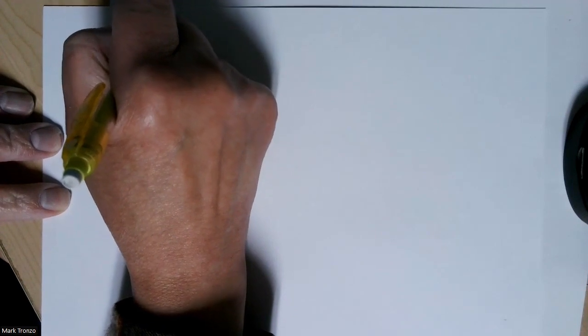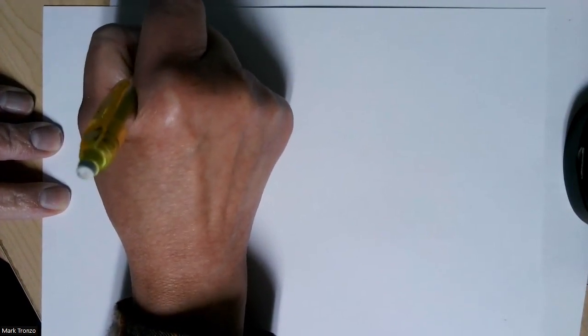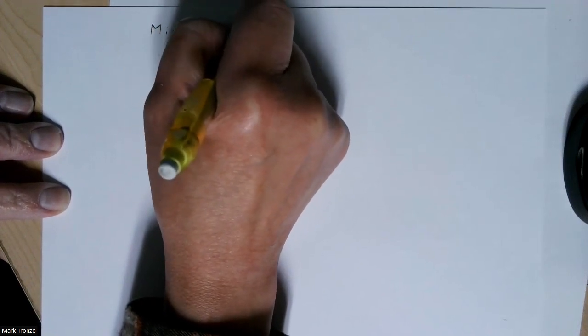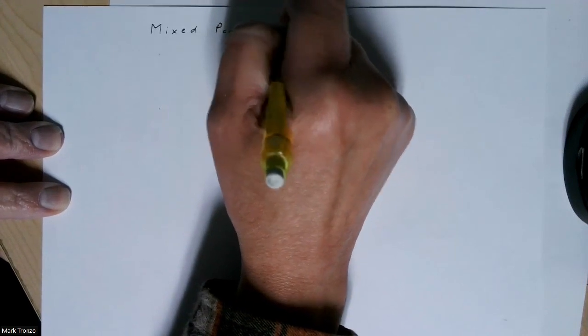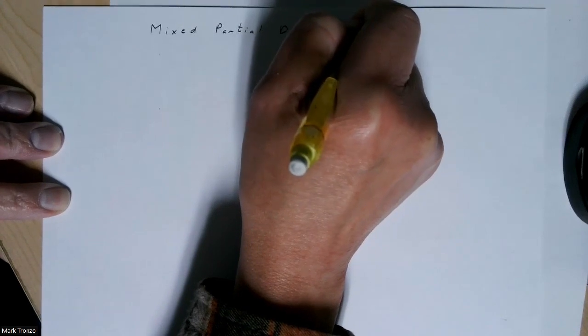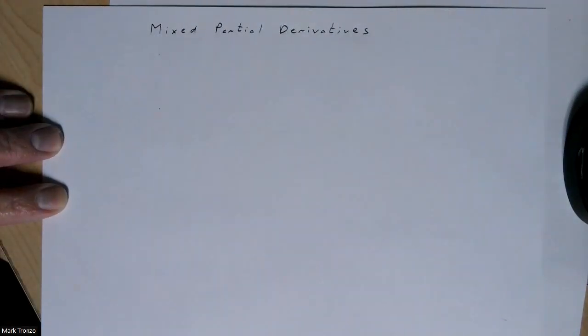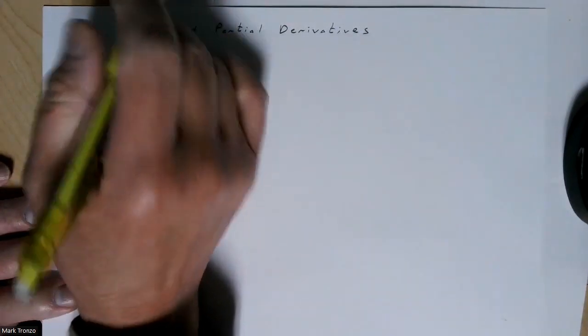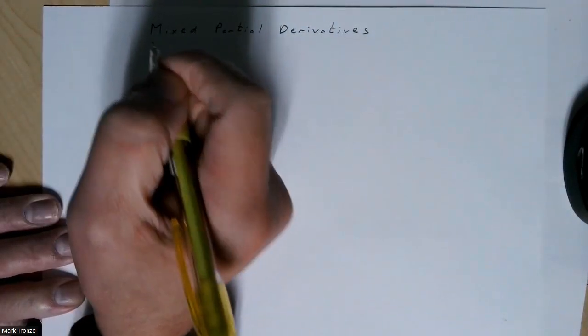Now we have another category when we're dealing with partial derivatives. That's going to be mixed partial derivatives. And that's when we take the derivative with respect to x first and then y second, or we take the derivative of y first and x second. So first let's take a look at the notation.